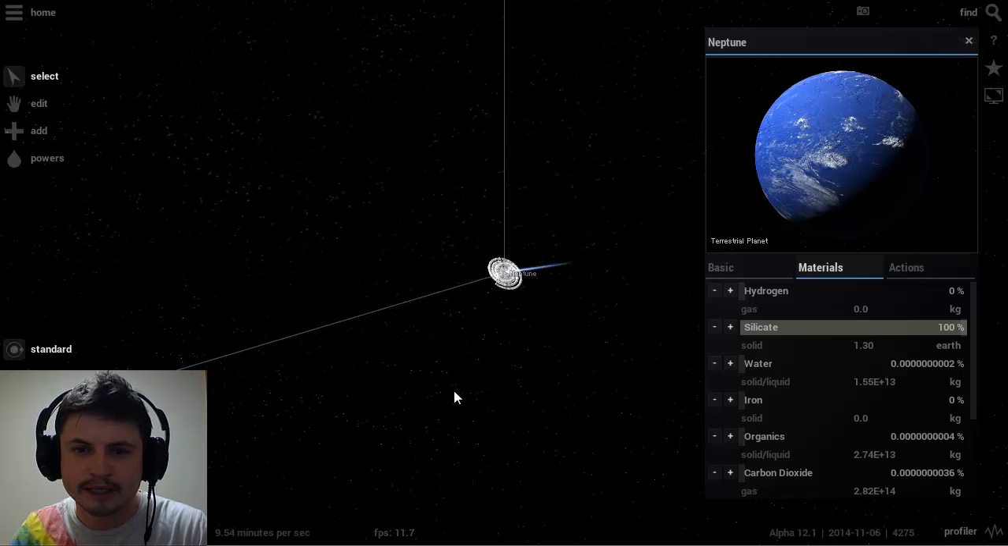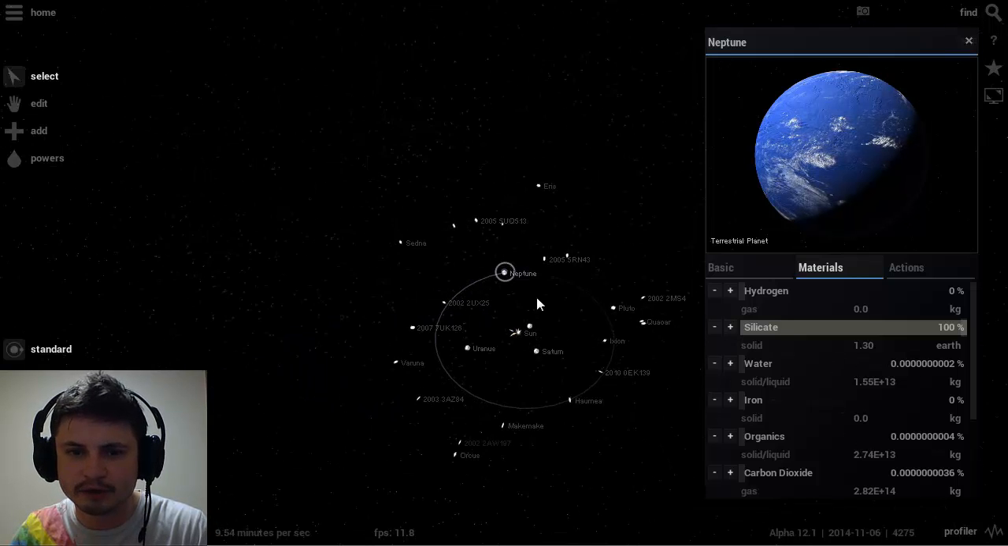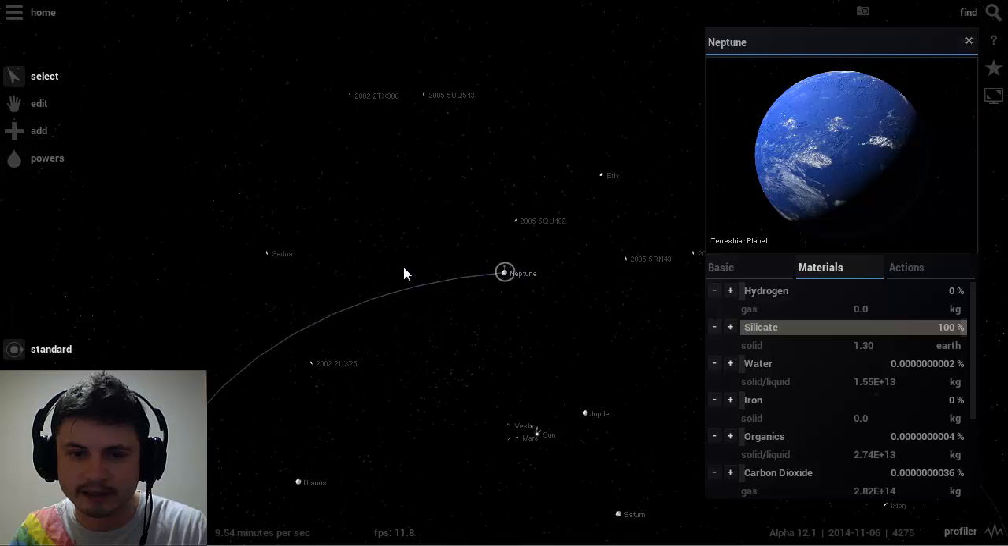We have 8 terrestrial planets, lots of space for people to live on. And some of these planets are awesome. I think Neptune is my favorite. Even though the pressure is high, it's totally blue, and I love blue.